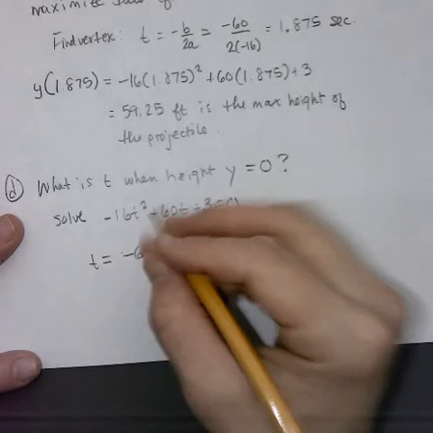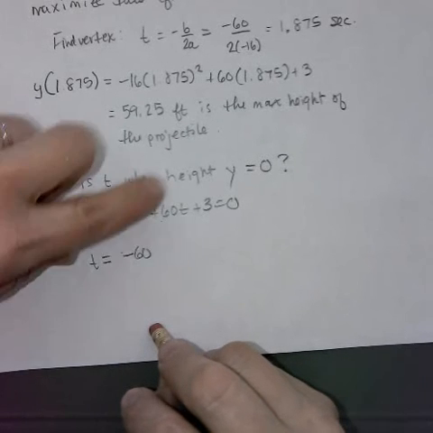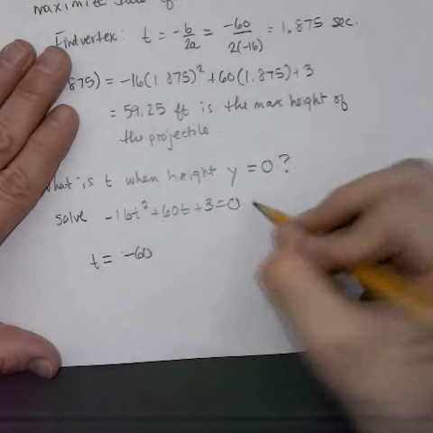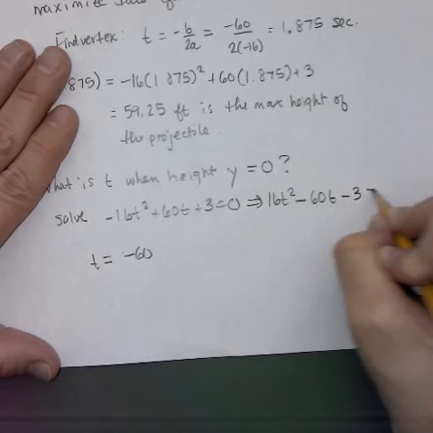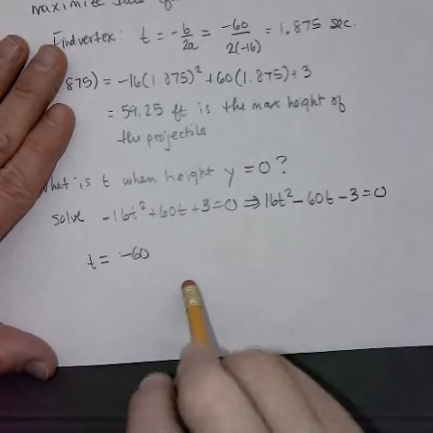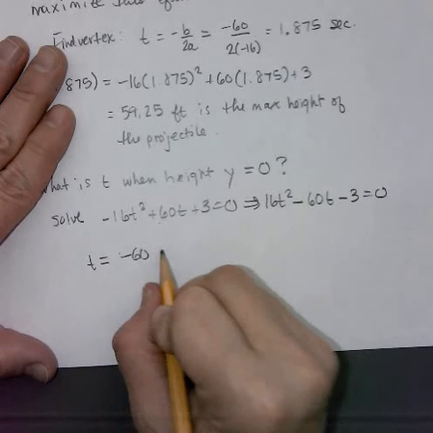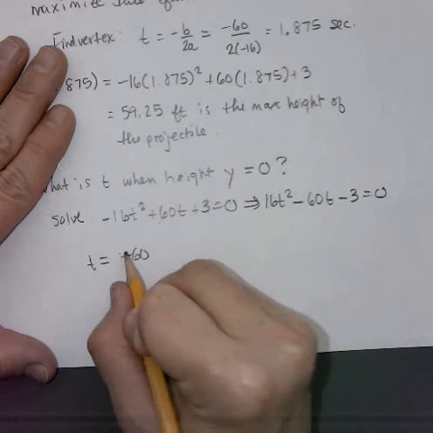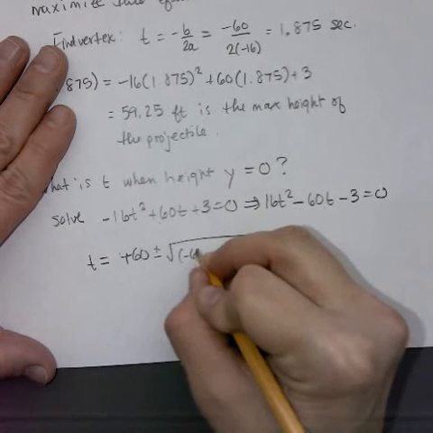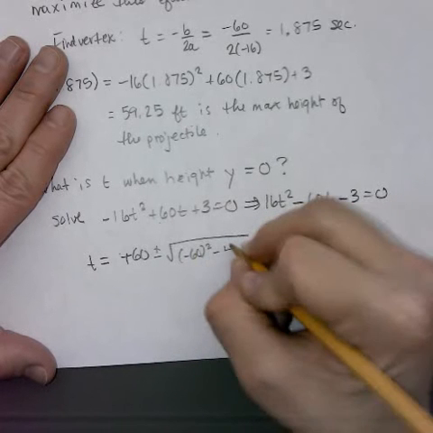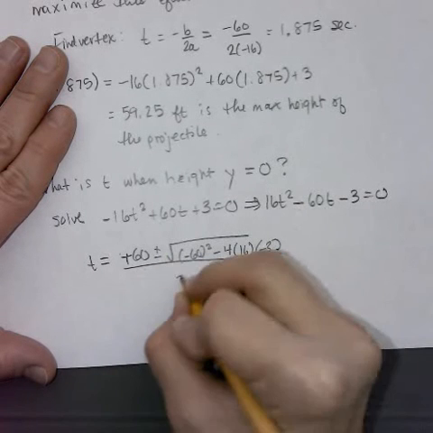Oh, you know what? I don't like it when a is negative. Let's multiply everything by negative 1. So 16t squared minus 60t minus 3 equals 0 will give us the same solution. We just don't have to divide by a negative then. So negative b becomes negative 60, which is plus 60, plus or minus the square root of negative 60 squared minus 4 times positive 16 times negative 3, all over 2 times 16.